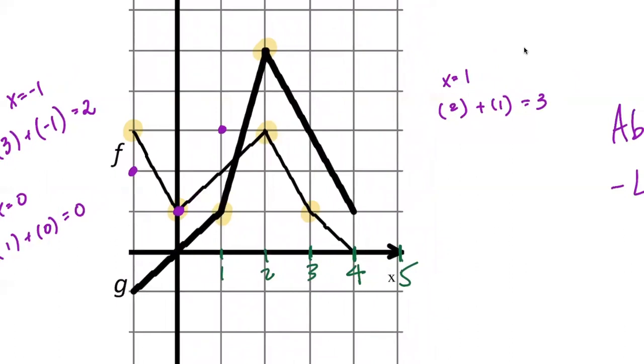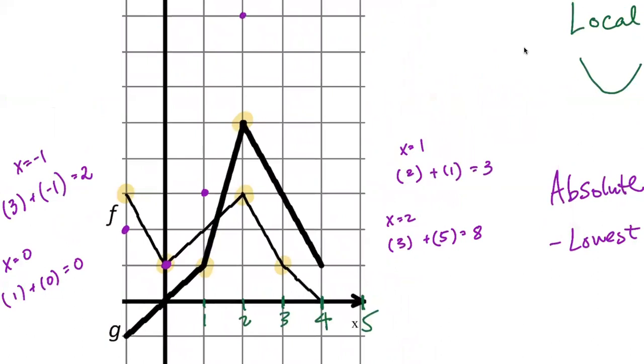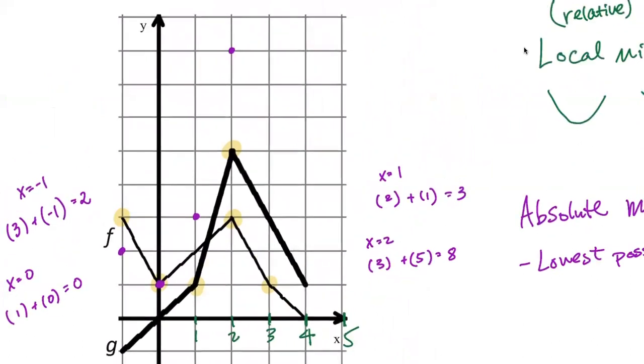All right, when x is equal to 2, what is it? x equals 2, f is equal to 3, and then g is equal to 5. Ooh, that's a much bigger value this time. So we have 8. We go ahead and put a dot at 8. Next up, we have x equals 3. So f equals 1, and then plus g of 3, which is equal to 3. So we got 4 right there.